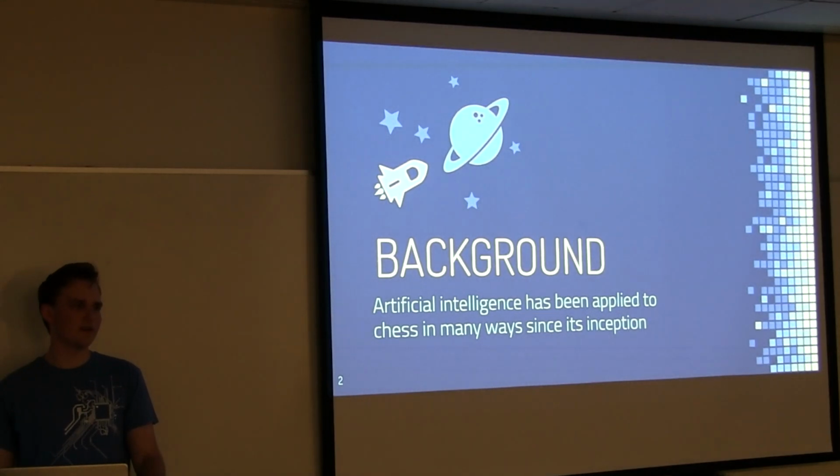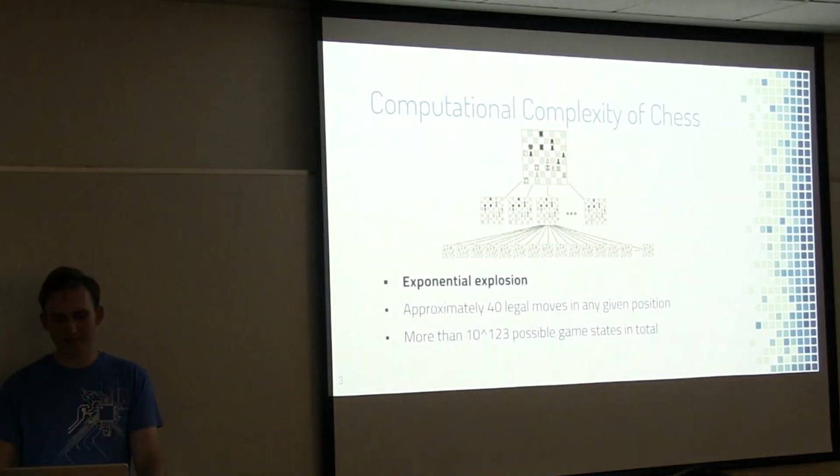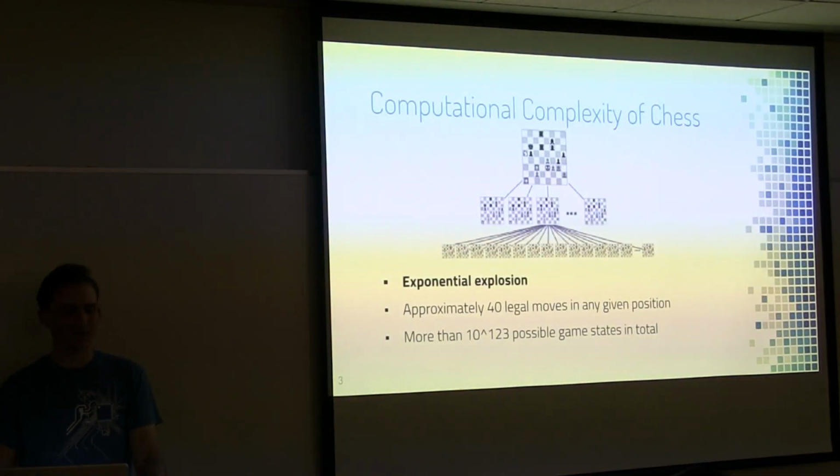I thought I'd just give a brief background on the history of AI and computing, the advances we made up until now, and go over some strategies and then dive into our own implementation. So first of all, it's easy to understand how the computational complexity of chess is absolutely massive.